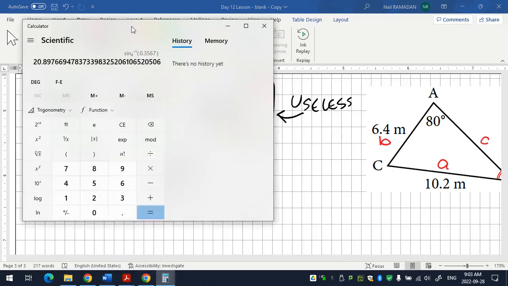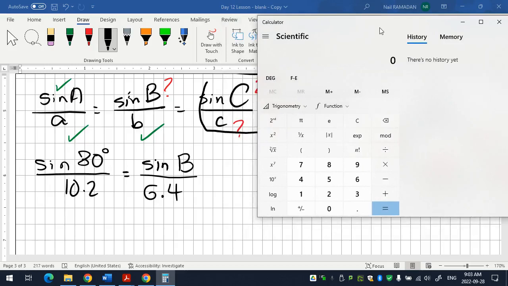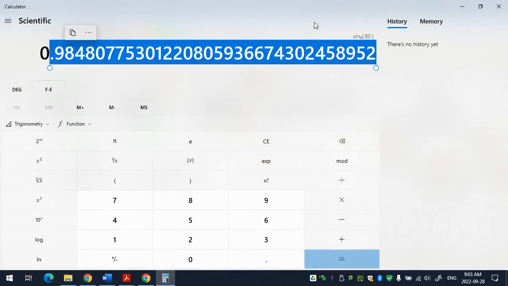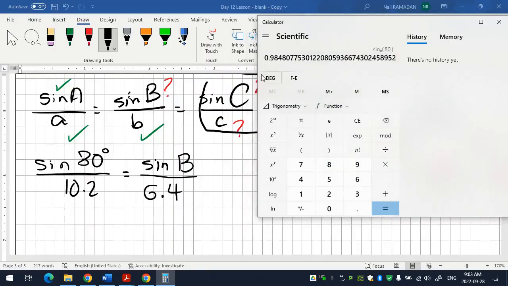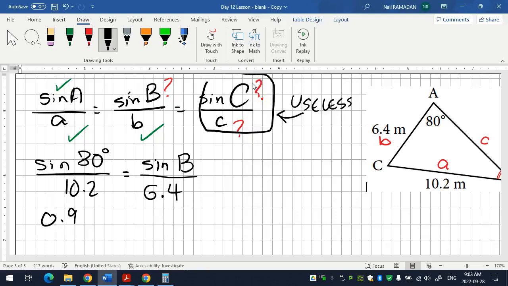Okay, let's get some numbers. So I need the angle 80 with no second, because I have it. I'm not trying to find 80. I'm using 80. Okay, what is it here? Is it 9848 or 9849? Yeah, the eight here does not change, because there's a zero. Zero does not do anything. What was it? 9848. So 0.9848 divided by 10.2 equals sine of B.